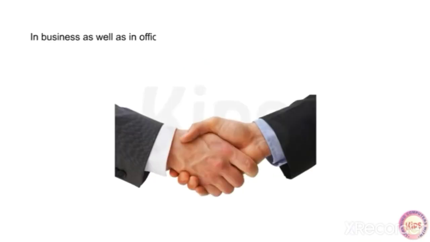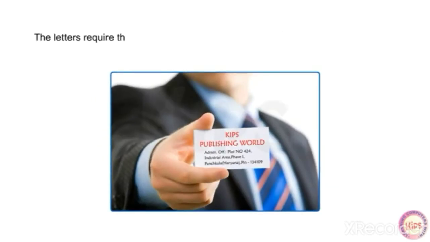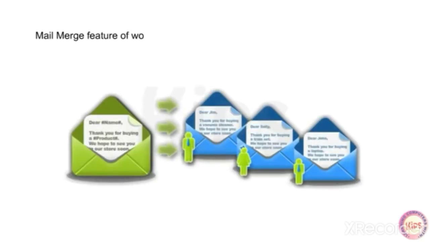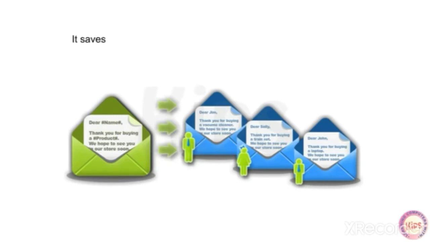Now, in business as well as in official matters, it is often needed to send letters with similar information to different people, right? The letters require the name and address of each recipient to be printed on the top. So, changing the address each time would be a very long process and a waste of time and effort. The mail merge feature of Word 2016 is used to combine a data source, which contains all the addresses, with the main document. It saves our time and energy to send letters to multiple addresses, right?